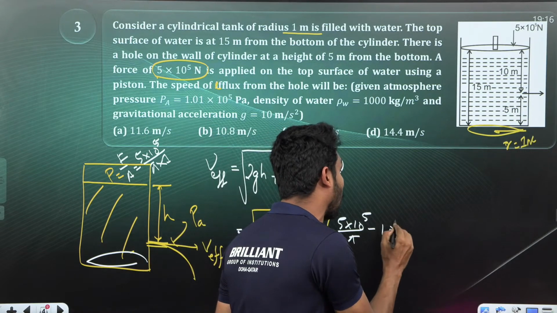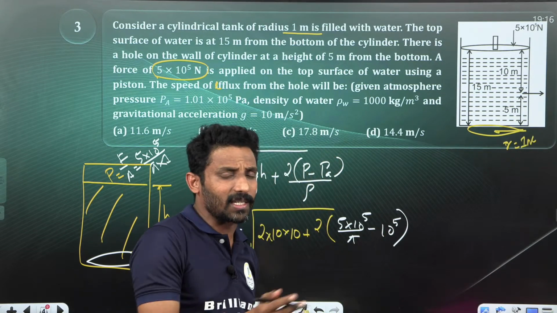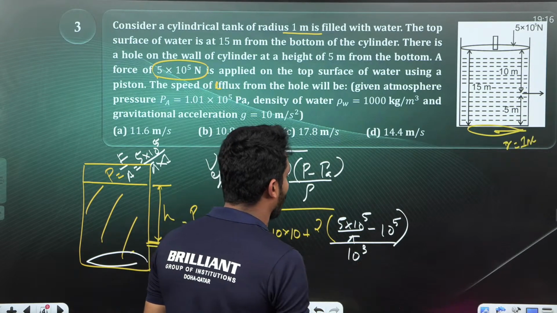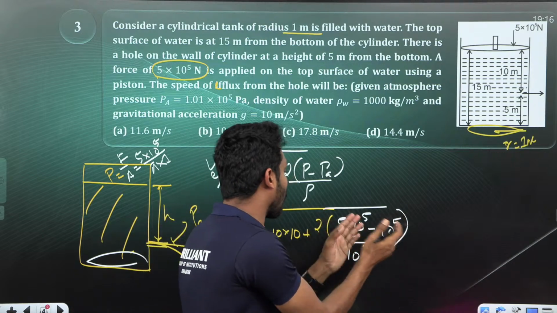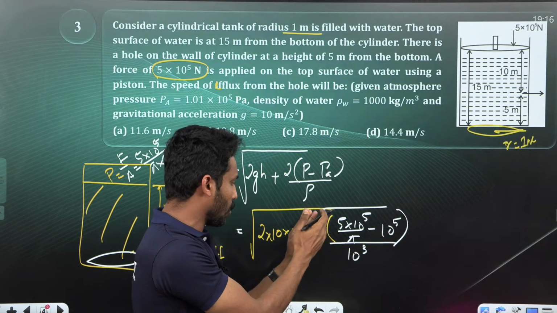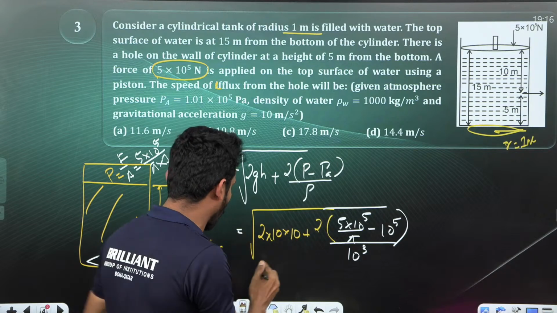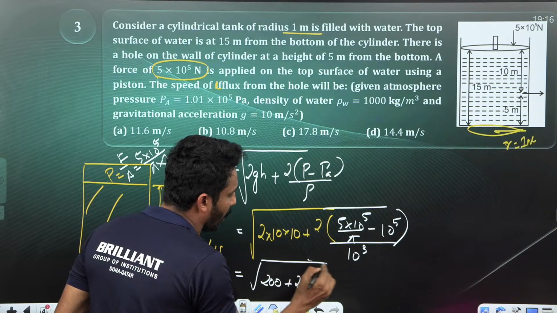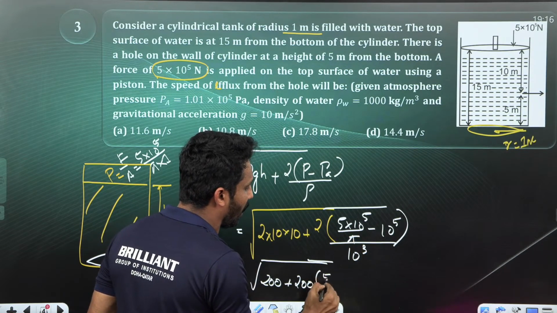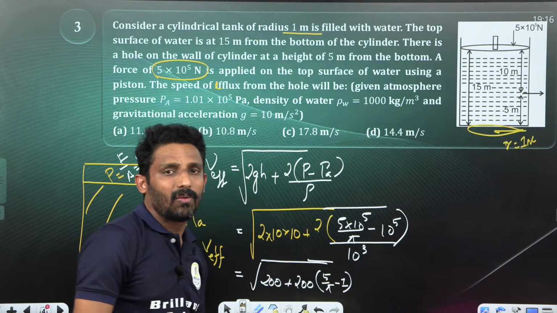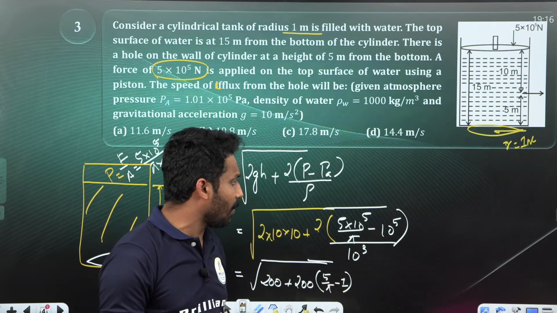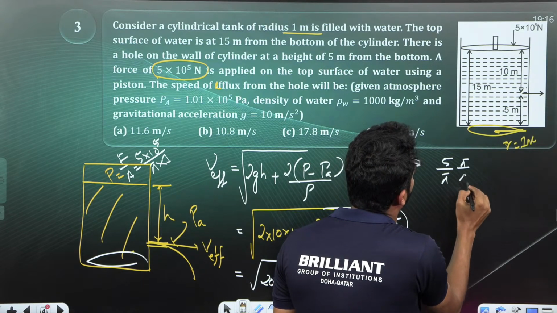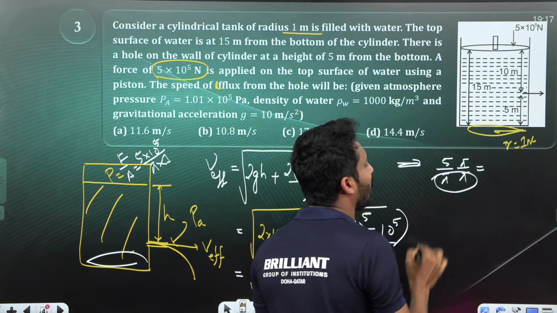It is simply 10 raised to 5 Pascal approximately. Divided by density of water, 10 raised to 3. Clear? Now 10 raised to 5 taken out, 10 raised to 5 by 10 raised to 3 is 10 raised to 2. This is 200. This is also 200. So root of first term is 200 plus second term is also 200 into, in the bracket, it is 5 by pi minus 1. One thing we can do, see, multiply and divide with a pi here. 5 by pi is very simple, but I am doing like this. So this pi square we take as 10.